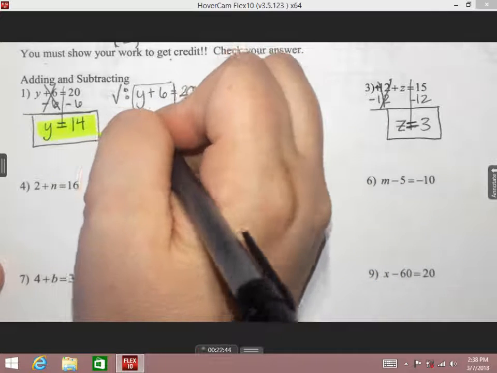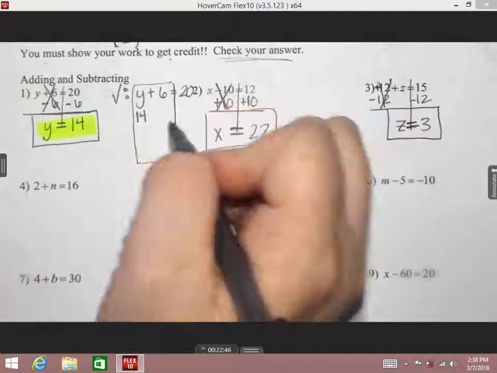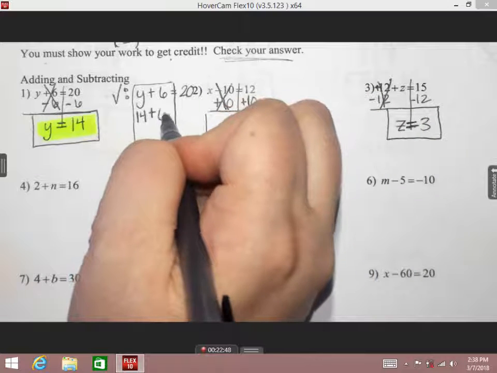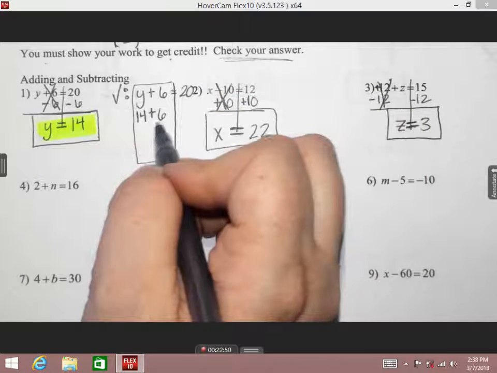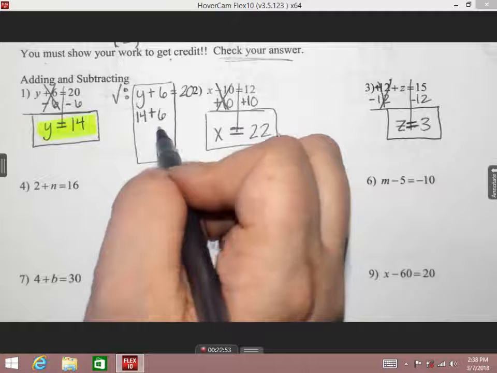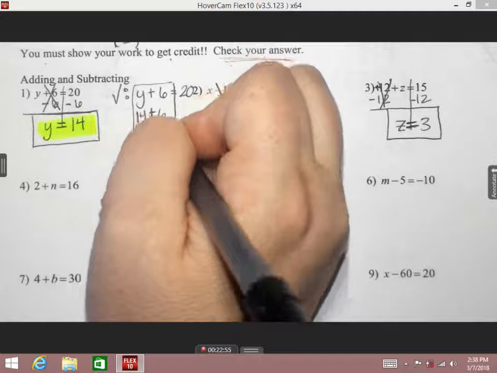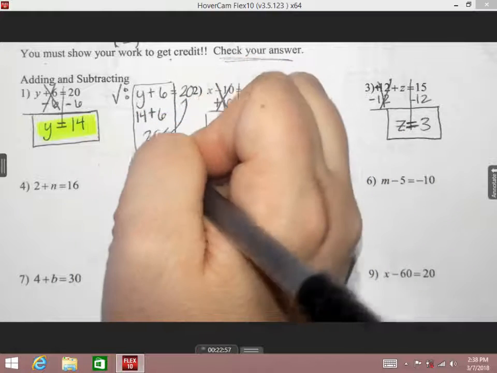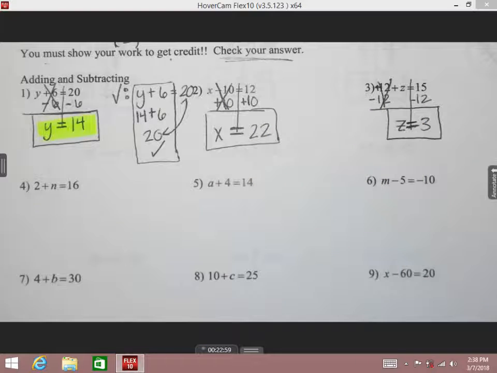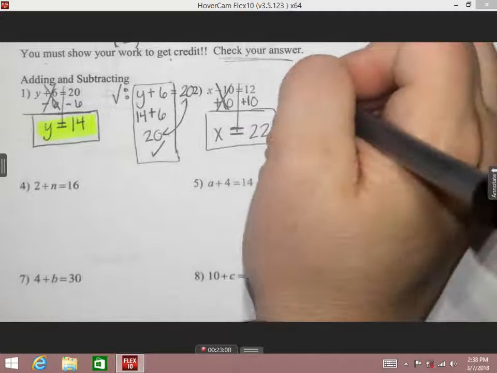So I'm going to change this y to 14, and 14 plus 6. All right, can someone tell me what is 14 plus 6? Neely? 20. Do these two numbers match? Yes. Yep, so that means check, we got the right answer. Okay. All right, so let's check the next one because we're going to check our homework.